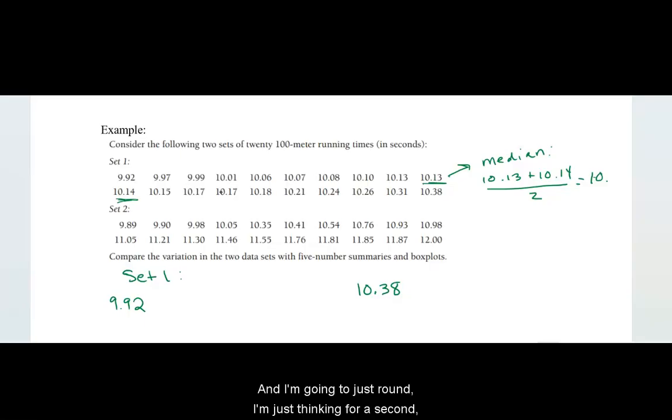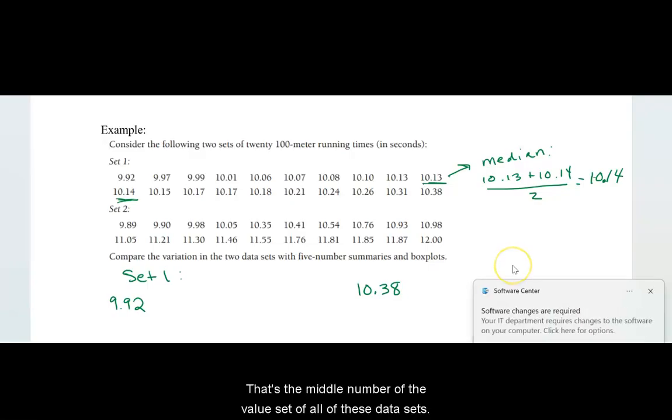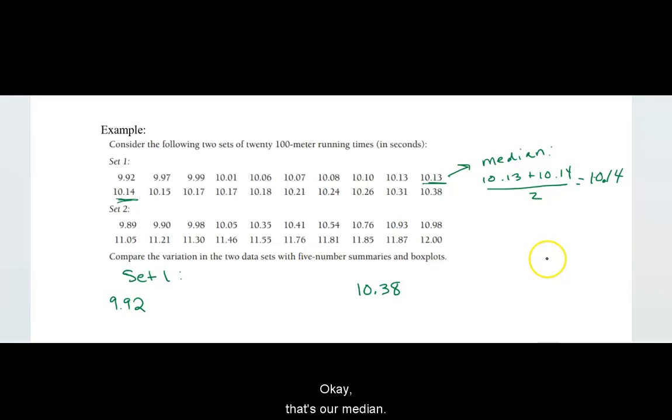I'm just thinking for a second. I'm going to round to 2 places. So this would be, oops, we lost the decimal I had there. So that would be 10.14. That's the middle number of all of these data values. Okay, that's our median. So that goes in the middle over here.